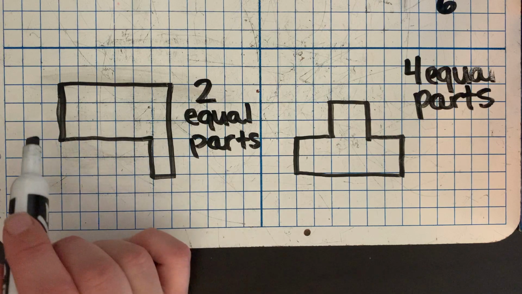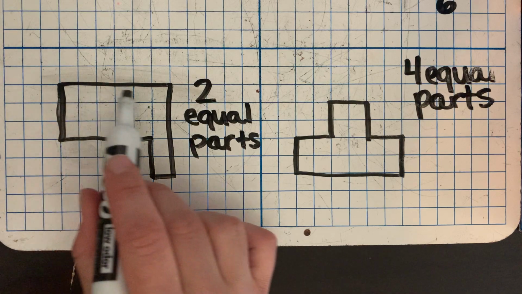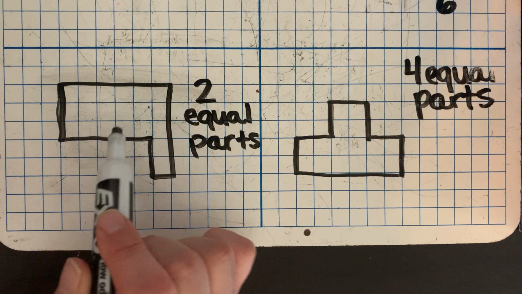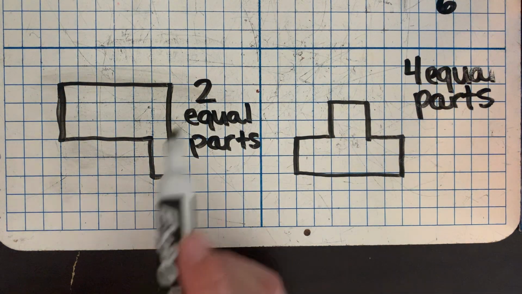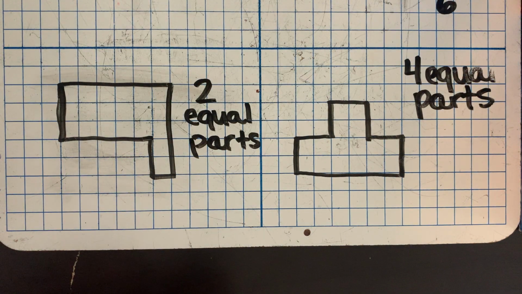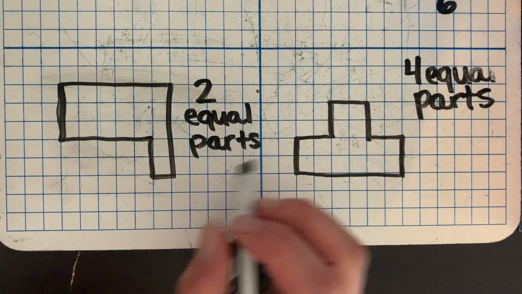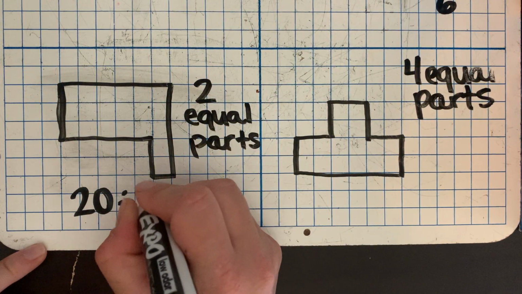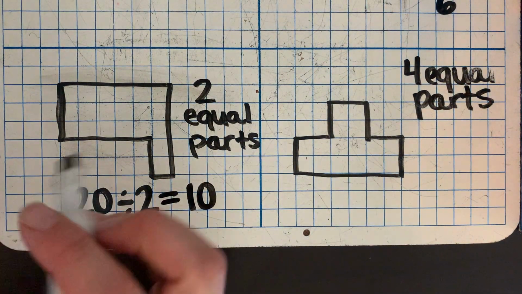I have a figure and I want to show 2 equal parts. Well, let me see how many boxes I'm working with to begin with. I have 3, 6, 9, 12, 15, 18, 19, 20. If I wanted to make 2 equal parts, it doesn't mean they have to be the exact same shape. It just means they have to cover the same amount of area. So if I have 20 boxes and I want them split into 2 equal parts, it means each part will have to have an area of 10 boxes. So watch how I do that.